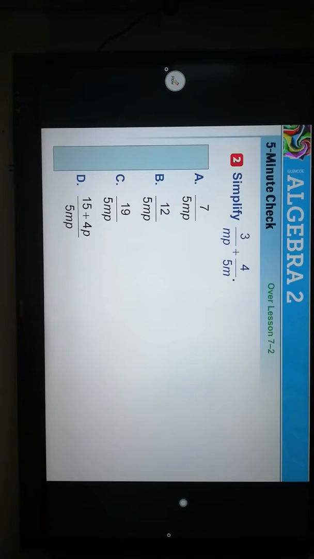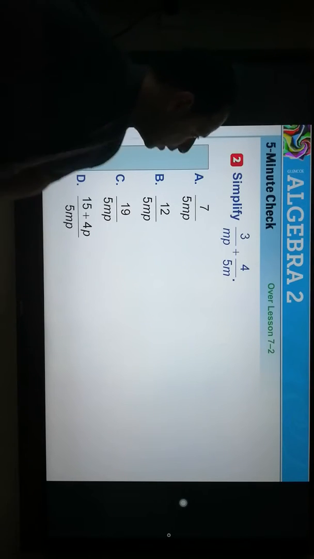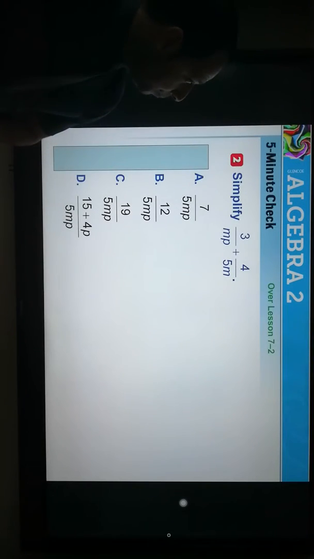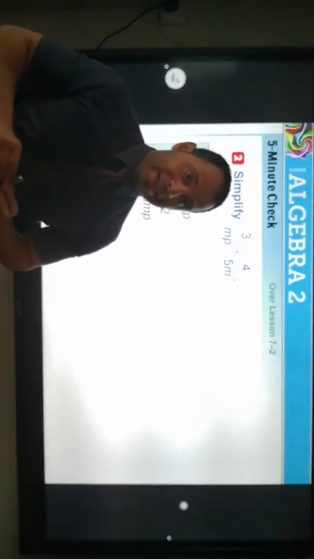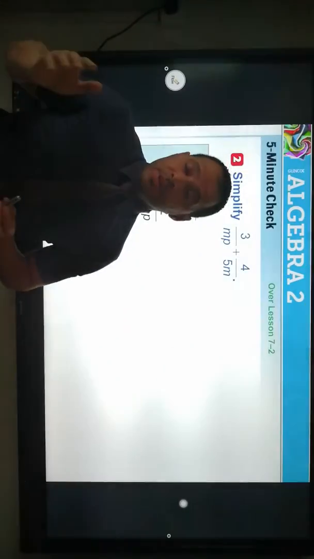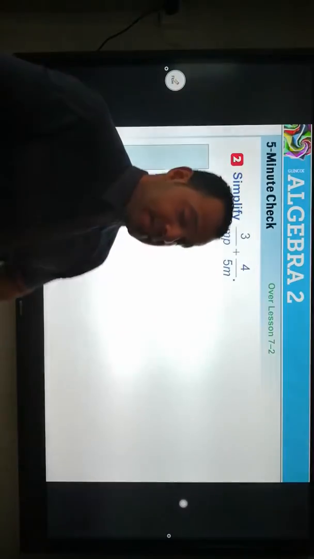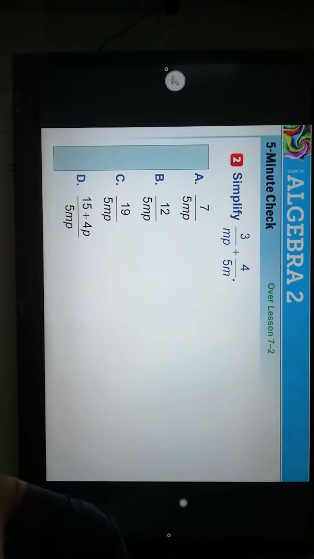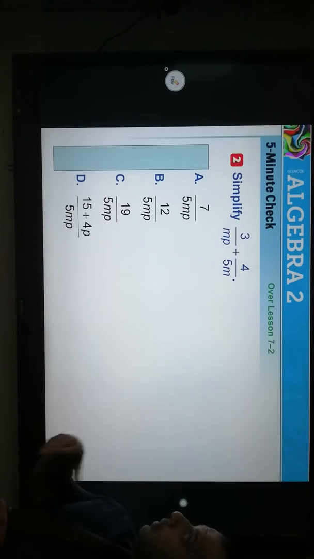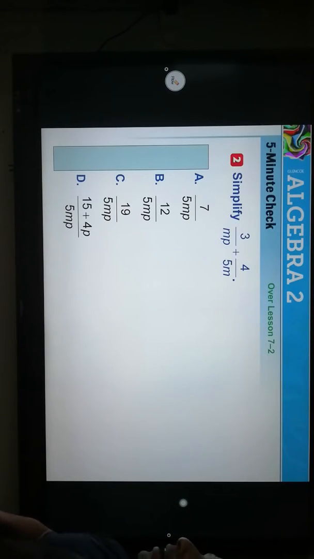Let's start our lesson with this example. Simplify 3 over mb plus 4 over 5m. As you see, we don't have a common denominator. We must have the LCD, which is the least common denominator, if we need to subtract or add fractions or rational expressions. Let's start together to get the LCD in a very simple way.